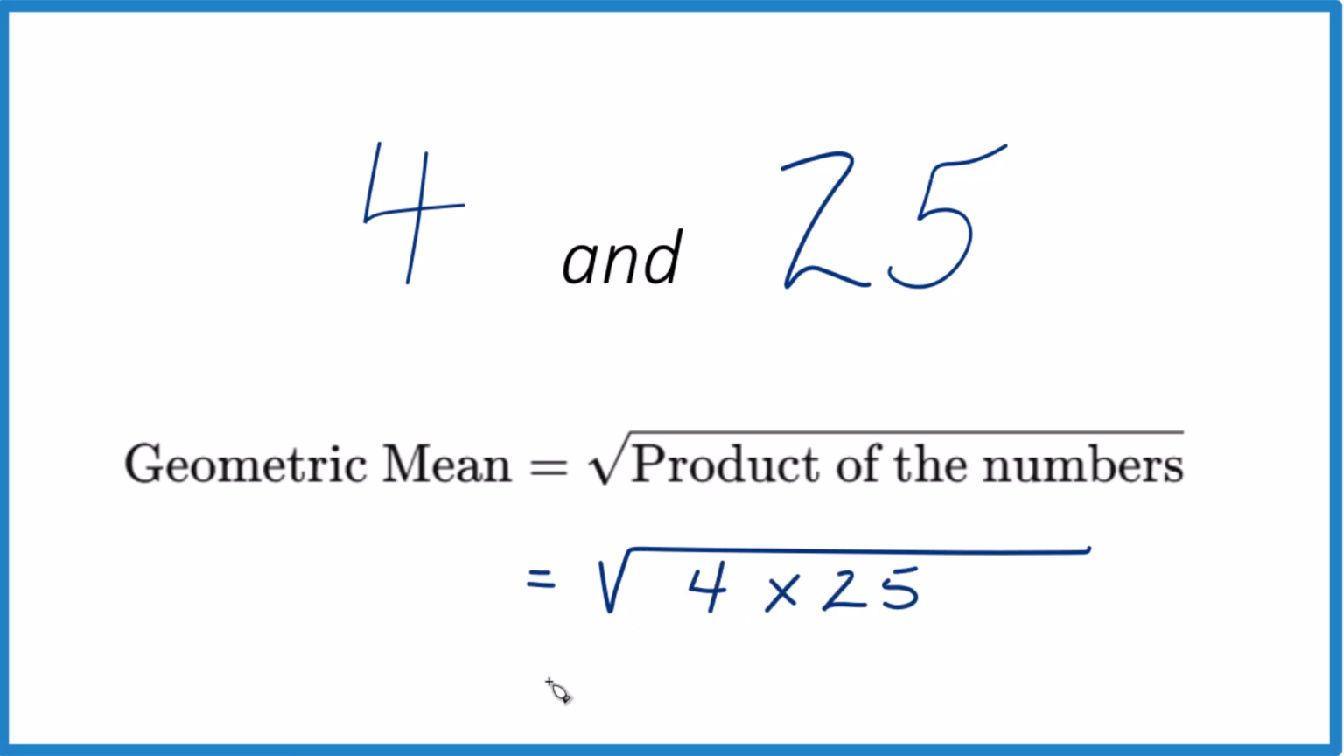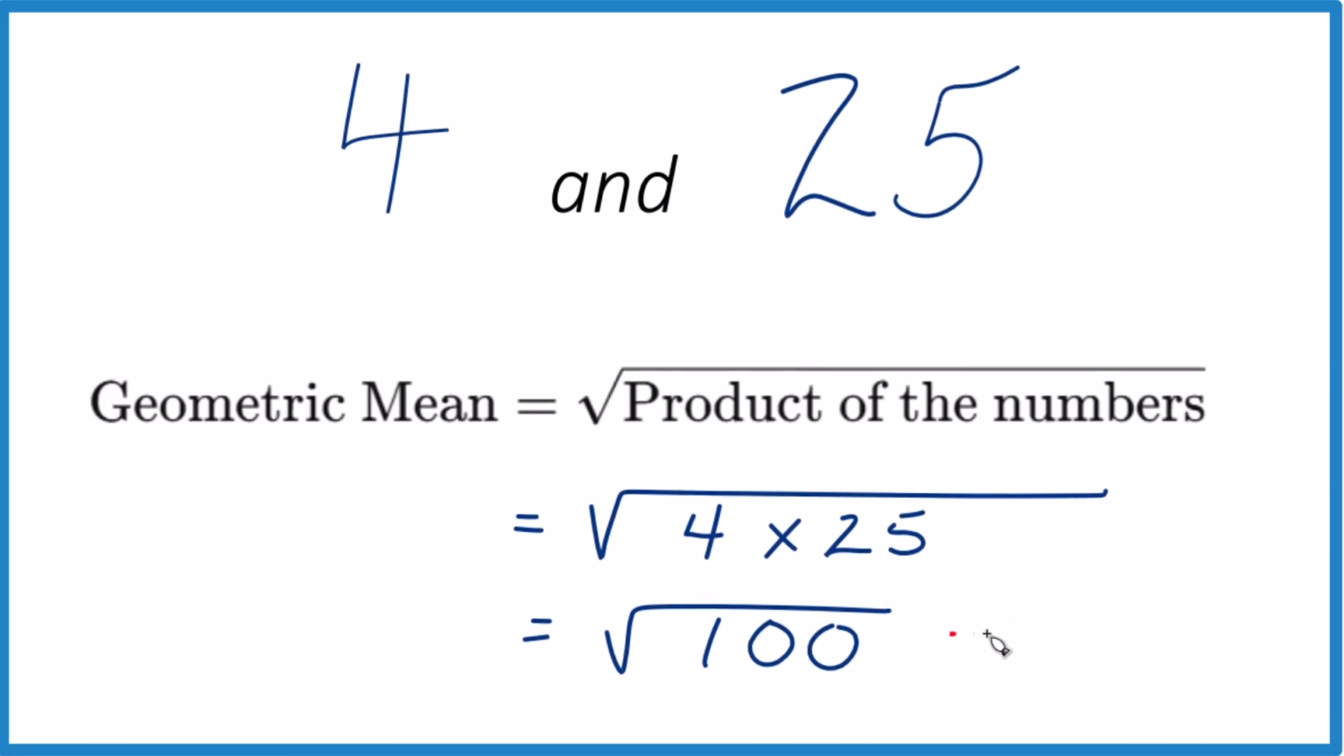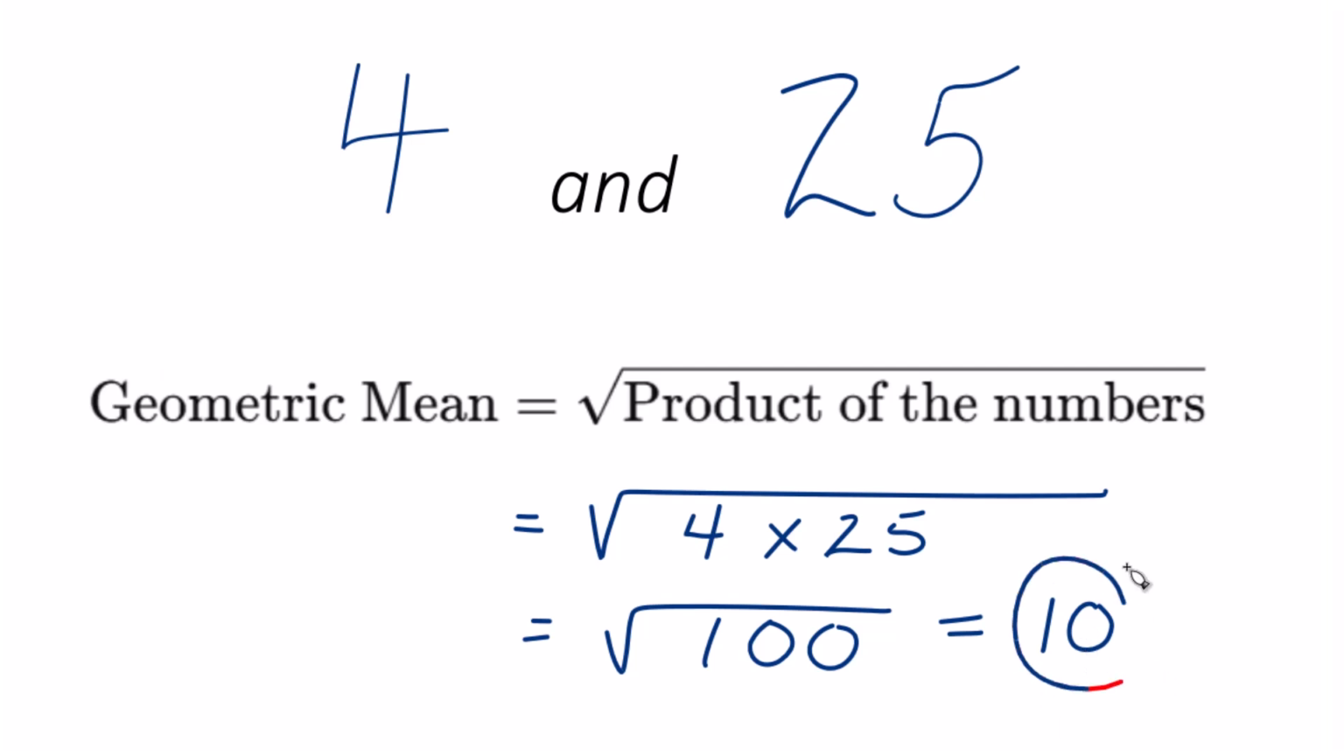4 times 25, that's 100. So we're going to take the square root, and the square root of 100, that's going to be, well, 10 times 10 gives us 100. So the square root of 100, that's going to be 10. So our geometric mean for the numbers 4 and 25 is 10.